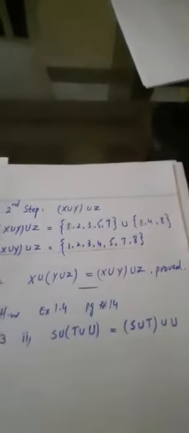And now you can see that in the end we have proved that X union (Y union Z) is equal to (X union Y) union Z. That is proved. In other words, the associative property of union of three sets is proved.